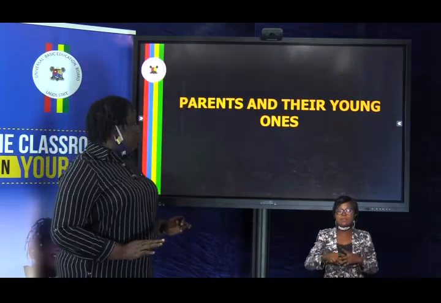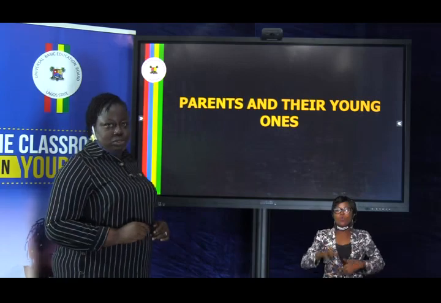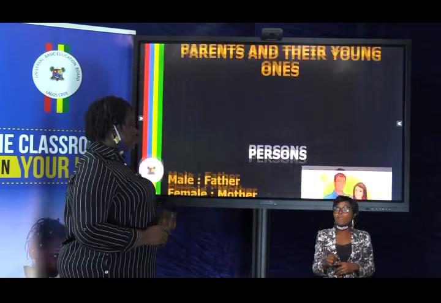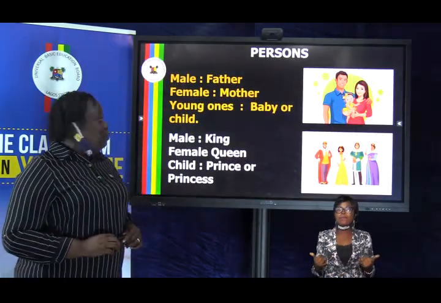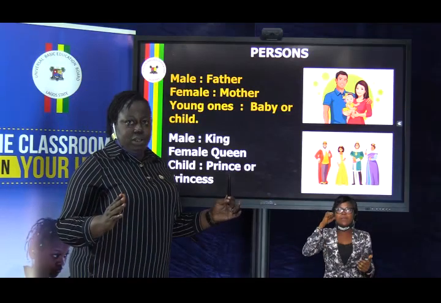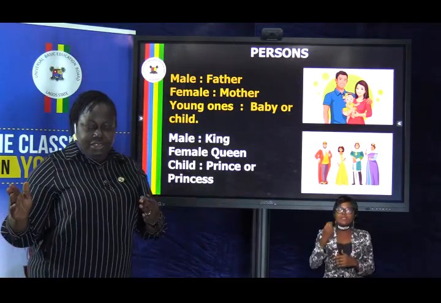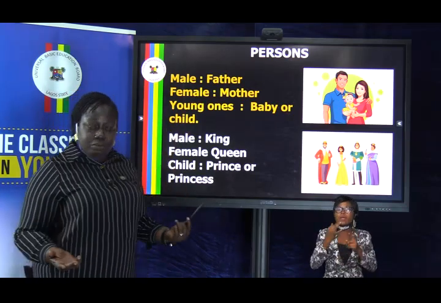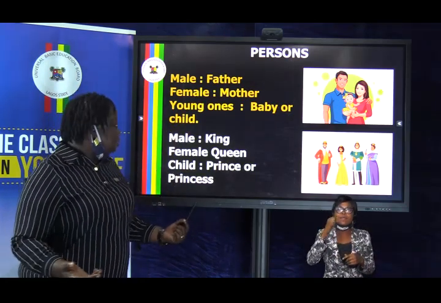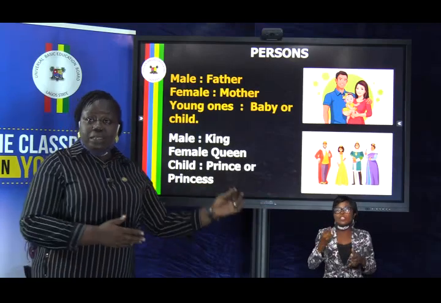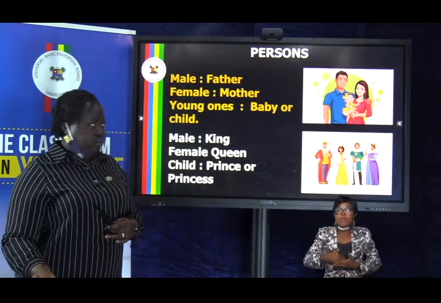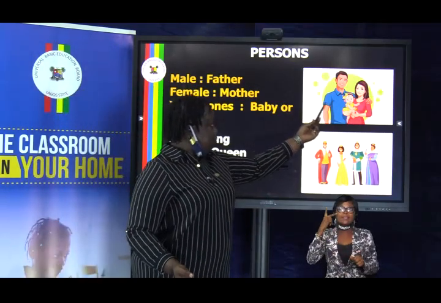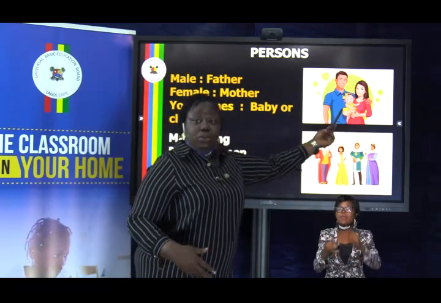Now let's start with parents and their young ones. Now, the male in the home is the father. That is the head of the family. Now when we talk about the female, what name do we give? That is the mother. And the young one, we call them either the baby or the child. You can see the father, the mother, the baby or the child.